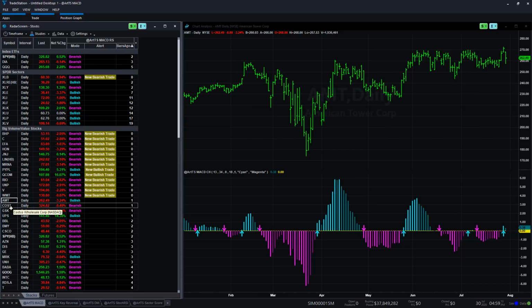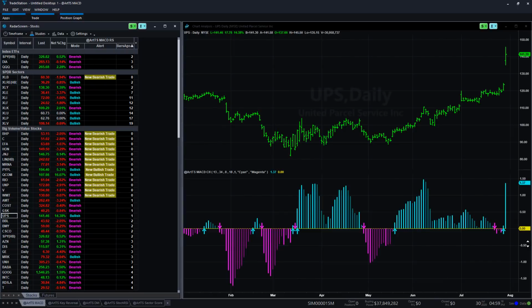Here's Costco. Here's UPS. So UPS was crossed above. That would have been a nice trade. So you go long UPS yesterday, it gapped up. But how would you find those opportunities if you didn't have RadarScreen? That's the question, right? So bars ago is how many bars has it been since we got that alert?